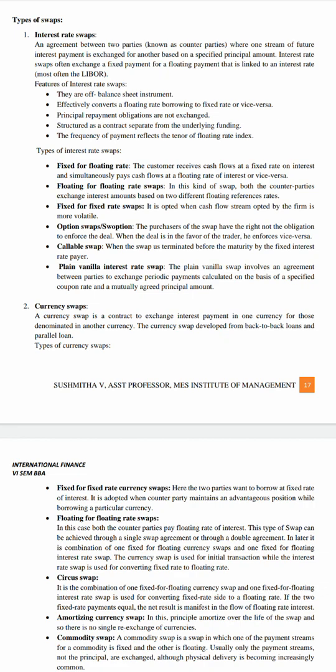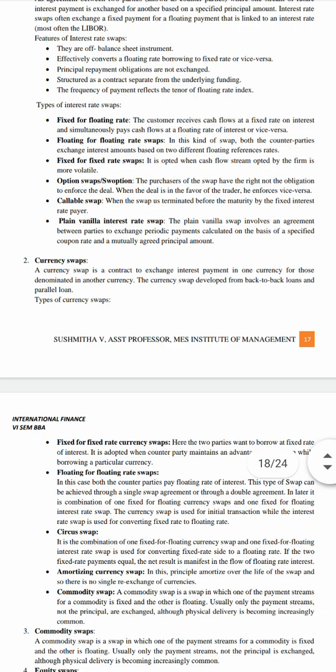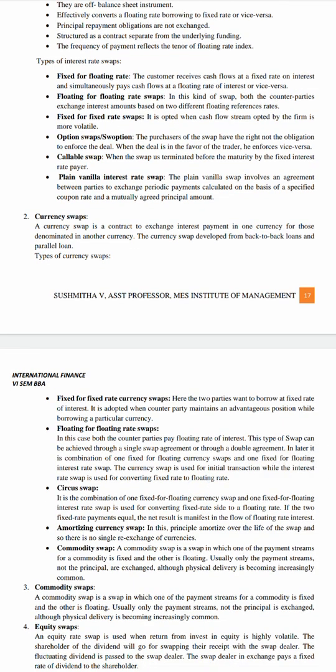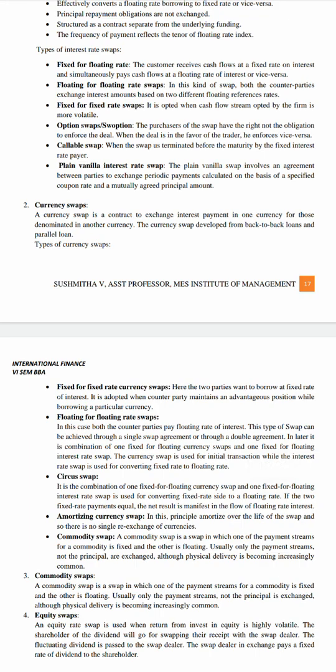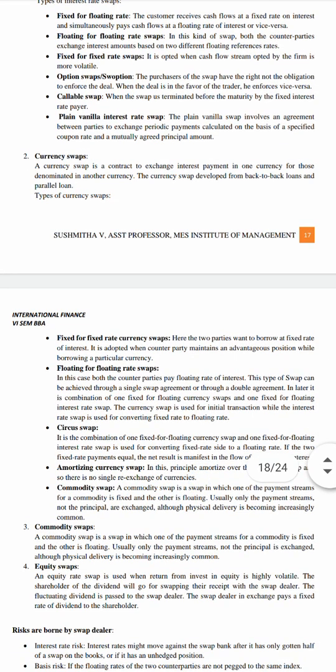Swaption is nothing but swap plus option. When you have a right attached to a swap transaction, not an obligation, then it is called a swaption. Next, callable swap. When the swap is terminated before maturity by the fixed interest rate payer, it is called a callable swap. It can be terminated even before the maturity. Plain vanilla interest rate swap is where you have the exchange of periodic payments, but it should run till the maturity date. That is called a plain vanilla swap. You can't terminate before the maturity date.